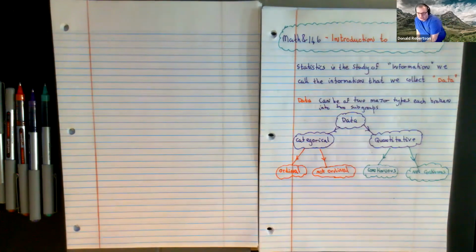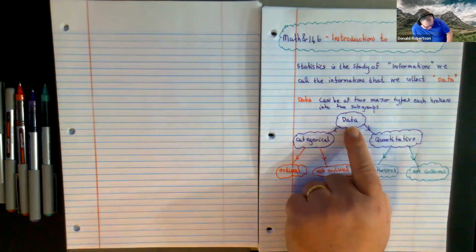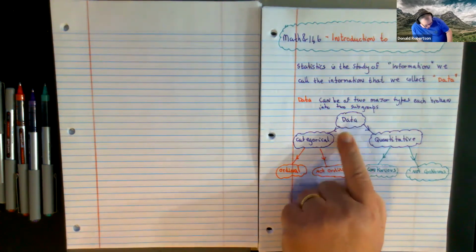So statistics is a study of what we call information. We tend to actually use the word data. So if you're into statistics or computing, you'd have heard that term. So data is just what we call information. It tends to form into two major categories, and then these categories are broken into subgroups. So let's see what this information looks like.